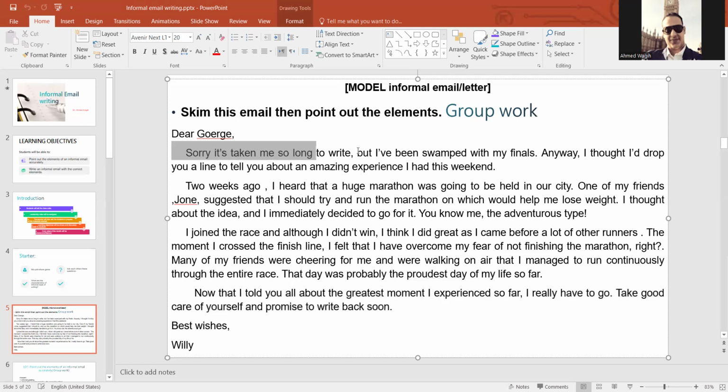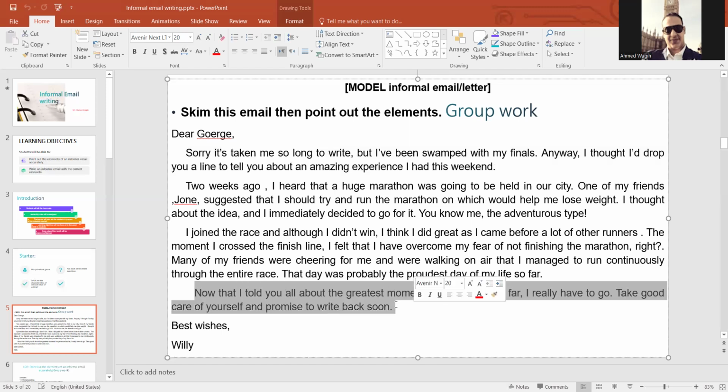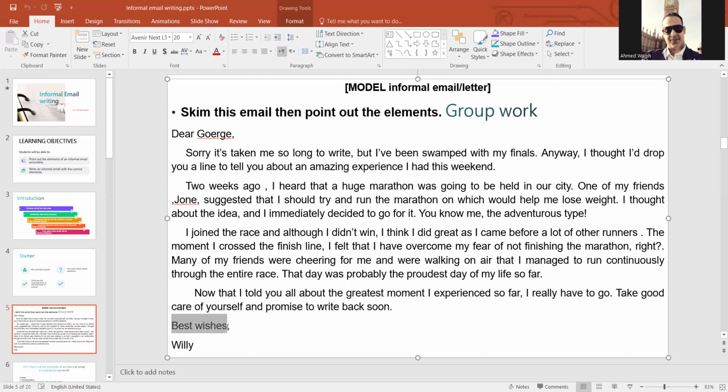So we started with opening remarks and we finish with closing remarks and a final informal ending, like best wishes. You cannot write sincerely or kind regards or whatever. This is formal, for formal emails. You don't have formal emails, you have only informal. So we use best wishes, Willie, and you write your name, whatever. So this is the model of how to write an informal email.